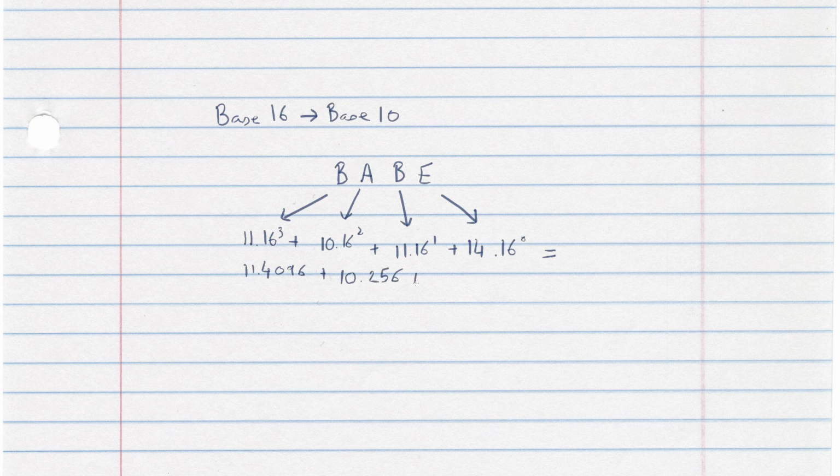And now to go from base 16 to base 10, that's again the same idea. We know that we have a decomposition of powers of 16, so that's B, 11, times 16 to the power of 3, A, which is 10, times 16 to the power of 2, B, 11, times 16 to the power of 1, and E, 14, times 16 to the power of 0. So that's 11 times 4096 plus 10 times 256 plus 11 times 16 plus 14, and so the result is 47,816 in base 10.